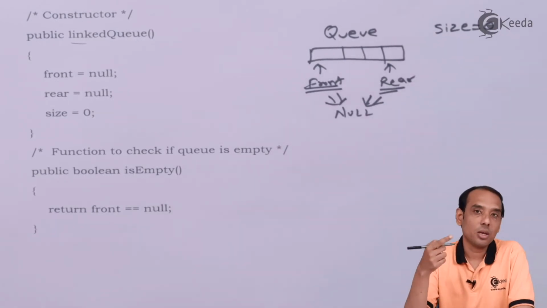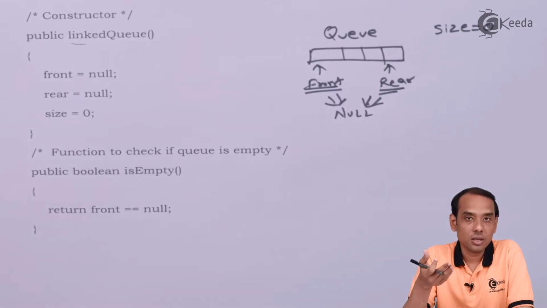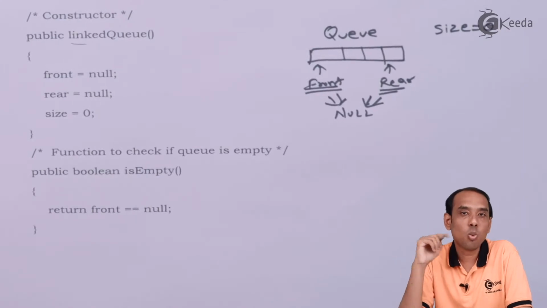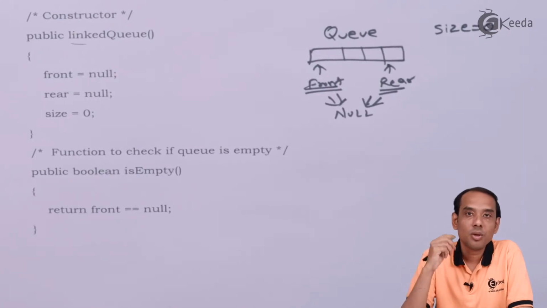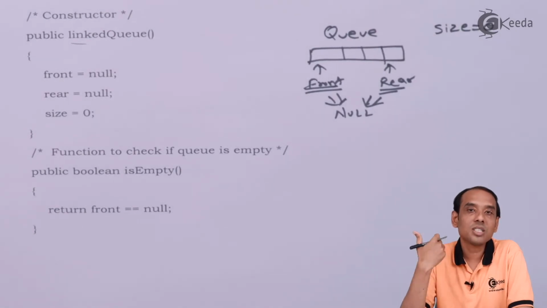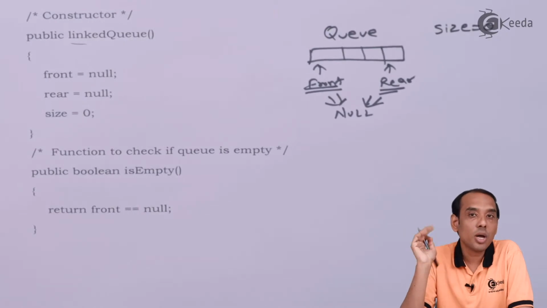As and when I add the elements into the queue, the size will increase. So size will become size plus 1. When I add the first element, it becomes size equal to size plus 1, that is size equal to 0 plus 1. It becomes 1. When I add the second element, it becomes 2. It becomes 3 when I add the third element. Like this, the size of my queue increases.